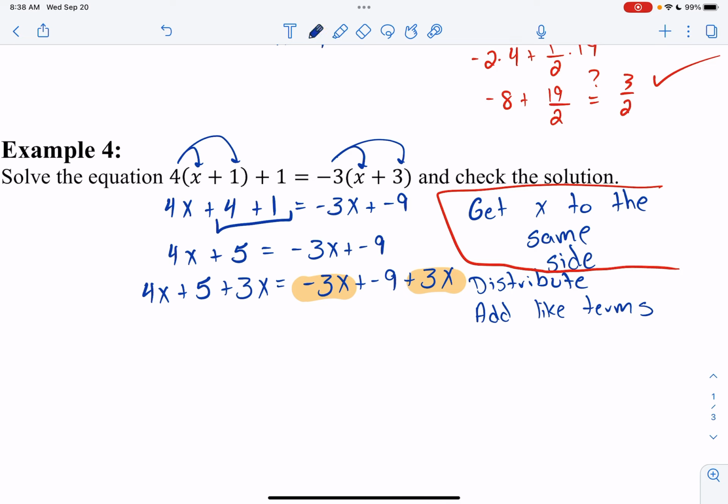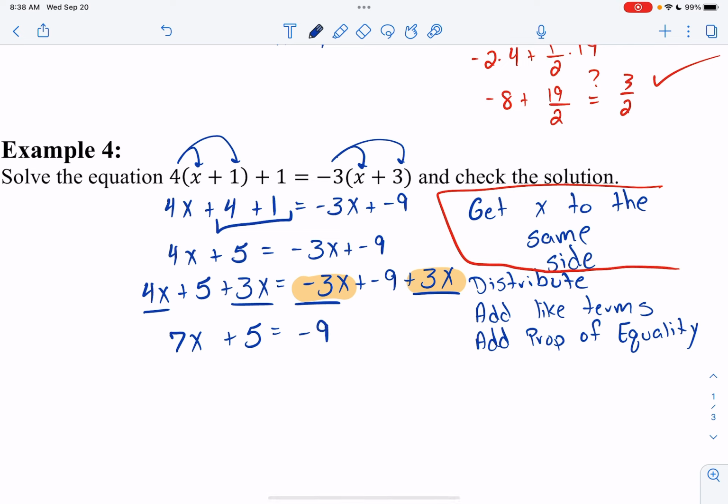My justification for this step is one of the properties, the addition property of equality. Let's go ahead and call it that. It's actually the add property of equality. The addition property of equality. Because what I did is I added the same thing to both sides. And now we're going to put together like terms. I can put the 4x and 3x together and get 7x. And then my negative 3x, positive 3x is 0. It's going to equal just negative 9 on that side.